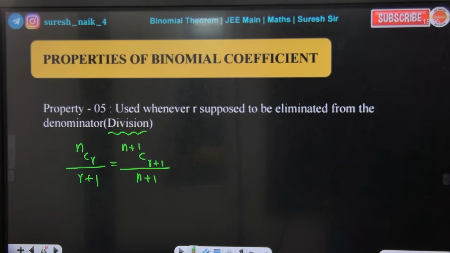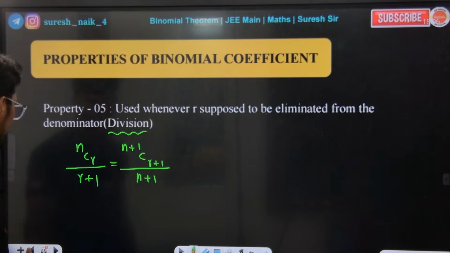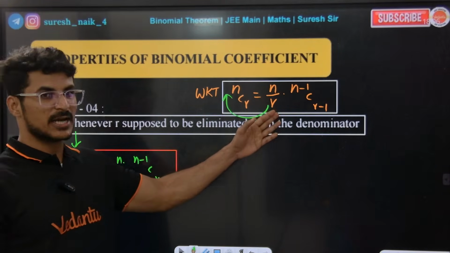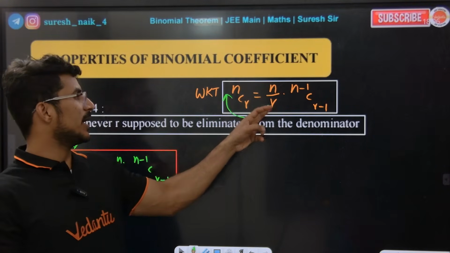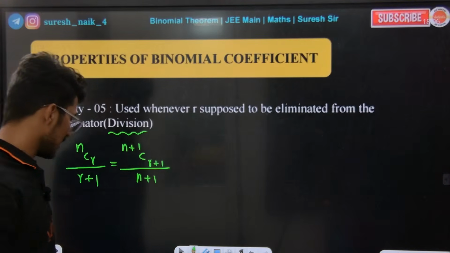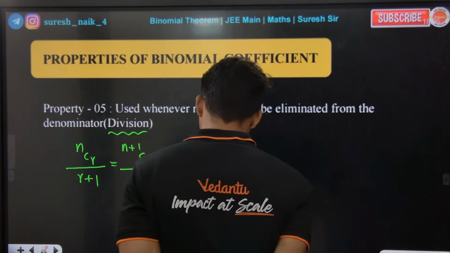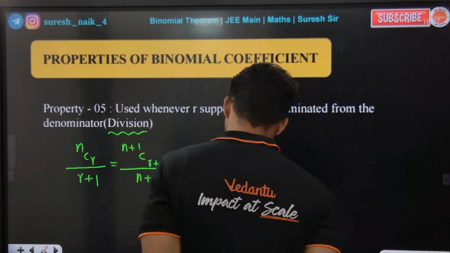Yes or no, Babu? It is the same property. The property from before is what I am applying. To apply this property you need to apply the same logic again. nCr can be written as n by r into (n minus 1)C(r minus 1). If I apply the same property, I will get the same answer. Yes or no? 100% yes, sure.